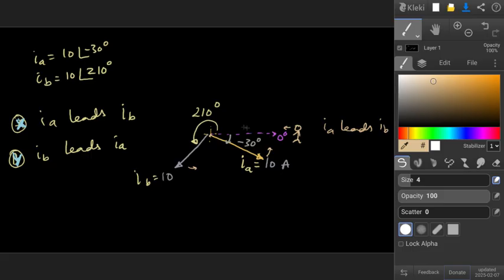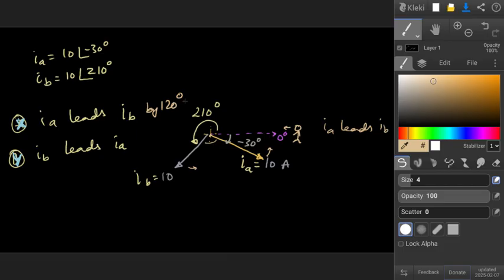What is the angle? Again, 210 plus 30 is 240. So 360 minus 240 you have to do, which comes to 120 degrees, I think. So we can say by 120 degrees.